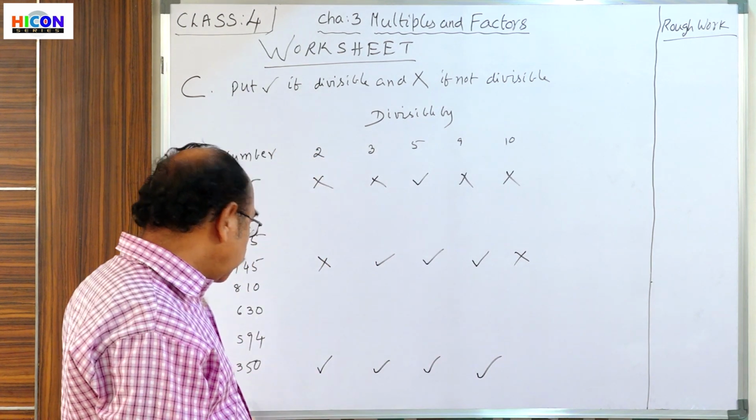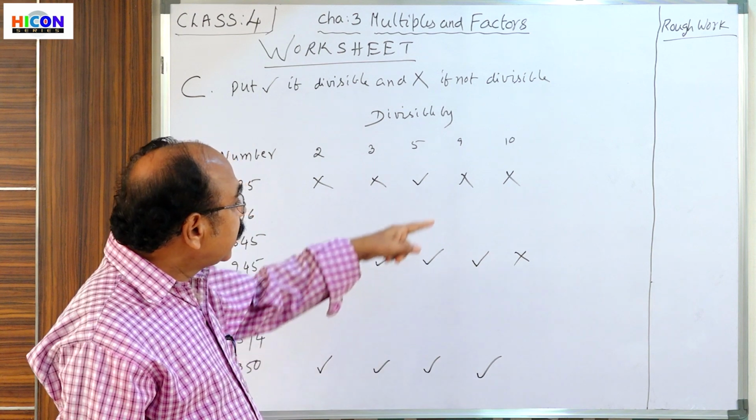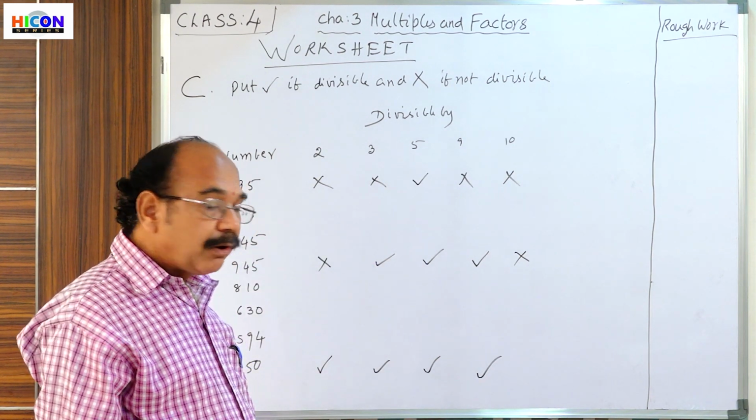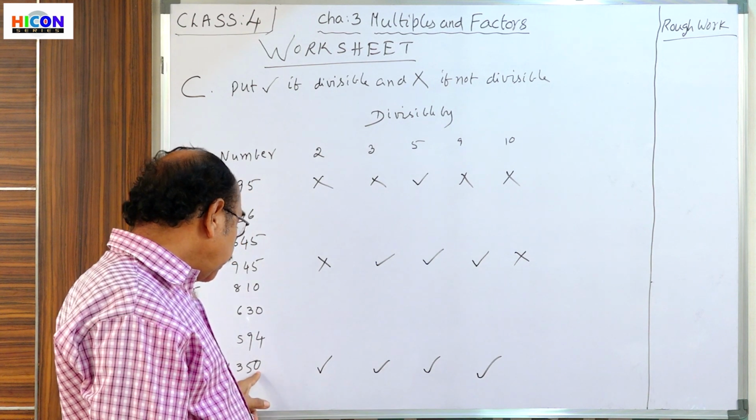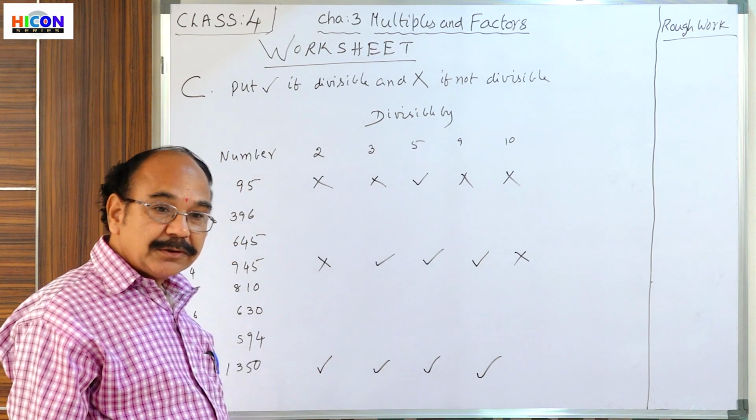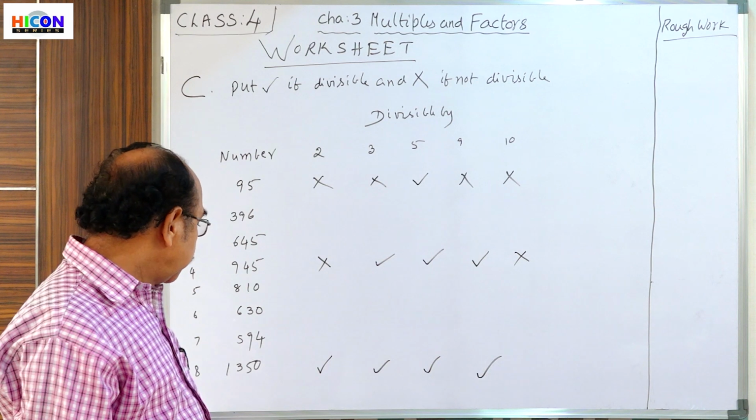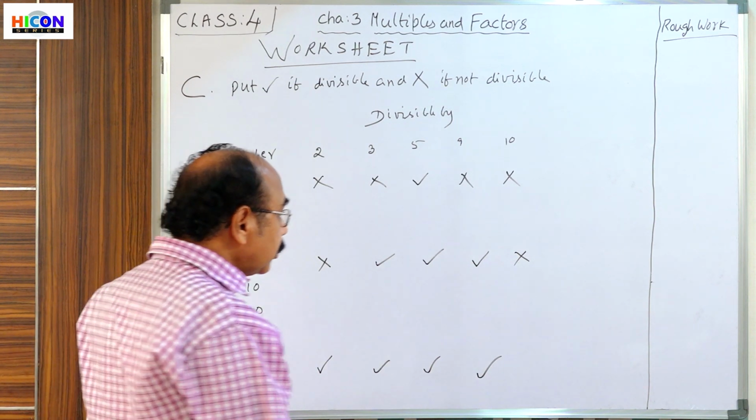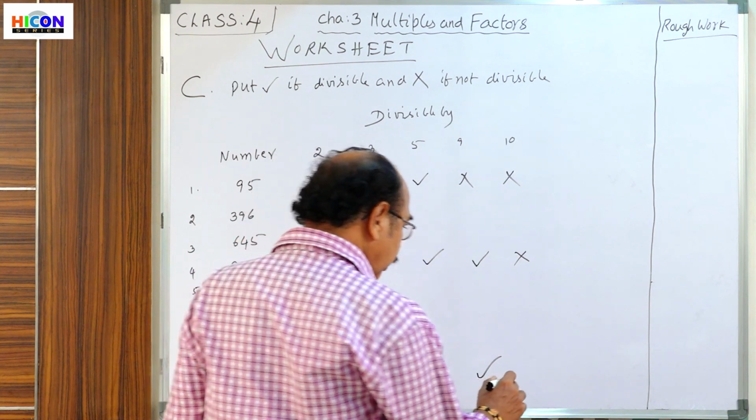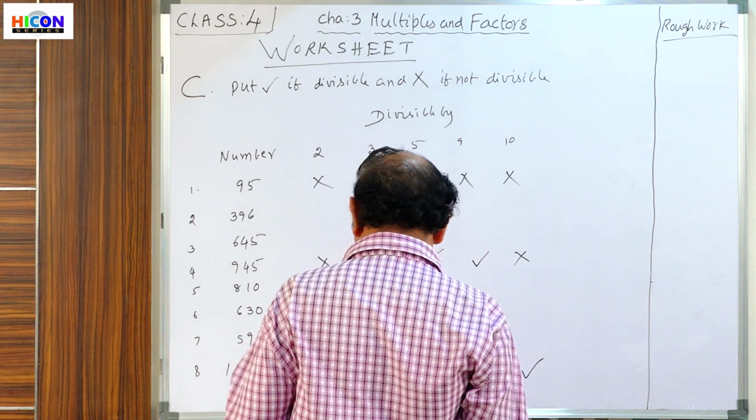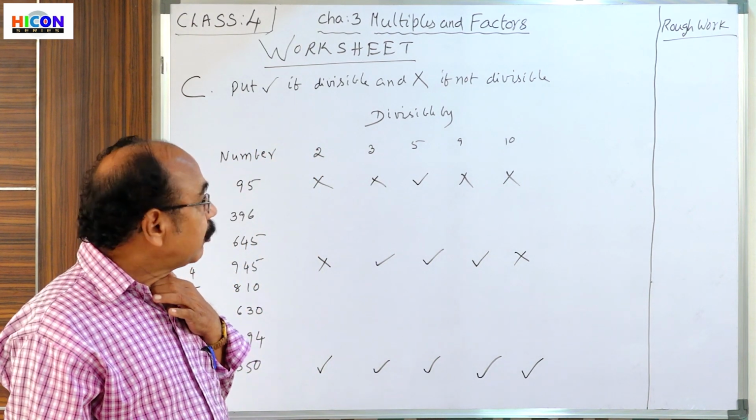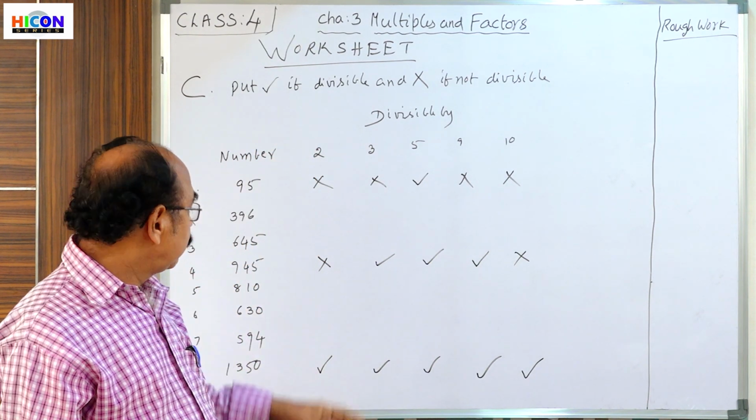Now, is the number 1350 divisible by 10? What do we say? Yes, we say. Why? Because the end of the number is 0. So we say the number 1350 is divisible by 10. So what is the mark we keep here? Tick mark we keep. Like this, using the divisibility rules, we can fill up the blanks here.